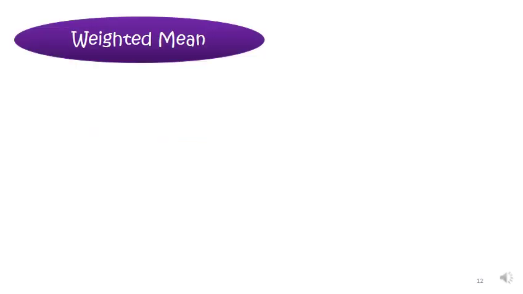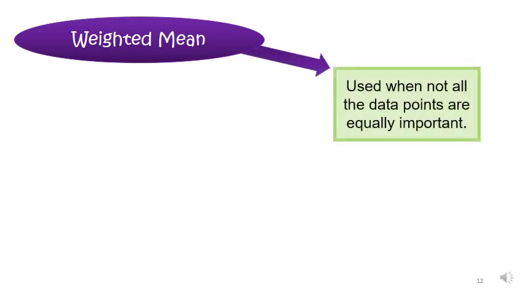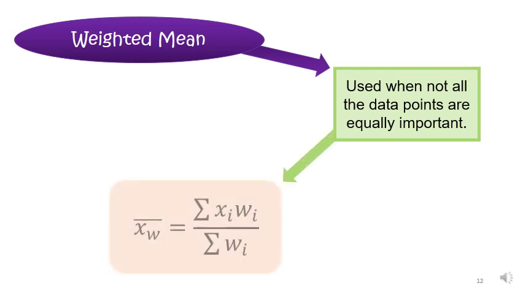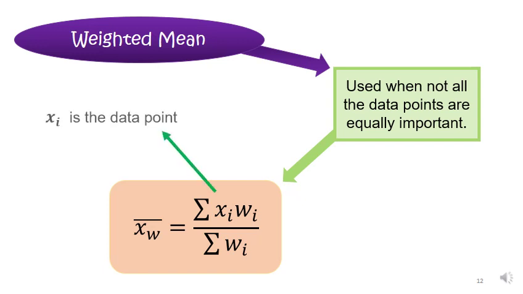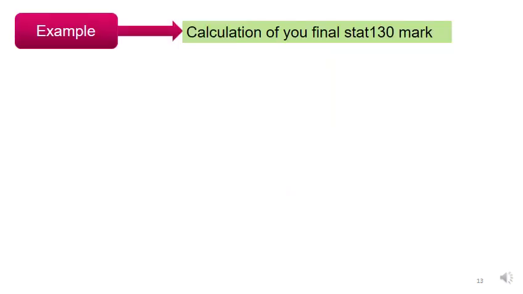We can also calculate a weighted mean. This would be used when not all the data points are equally important. To calculate the weighted mean, we take x bar denoted with a subscript w, and we sum xi times wi over the sum of wi, where xi is the data point and wi is the weight for the data point xi. Let's make use of this now in an example.